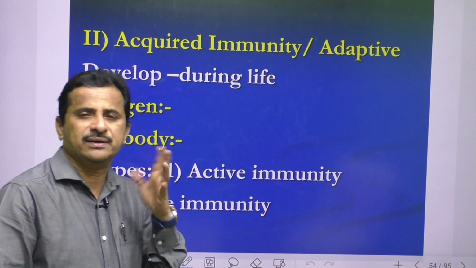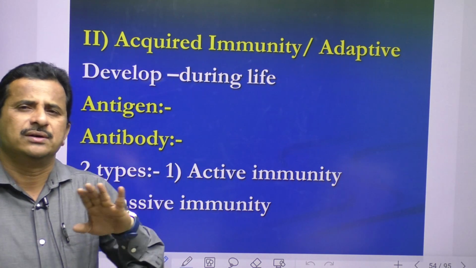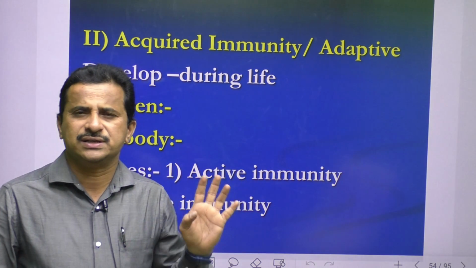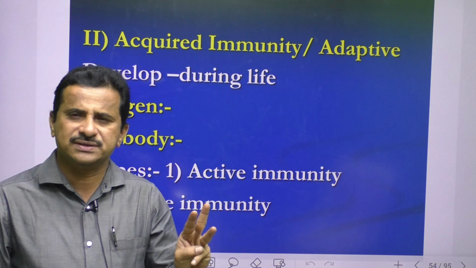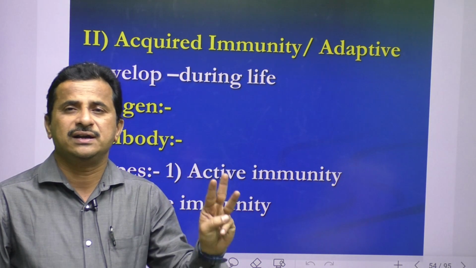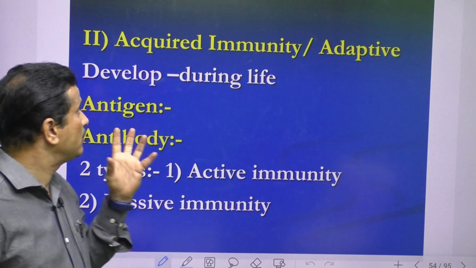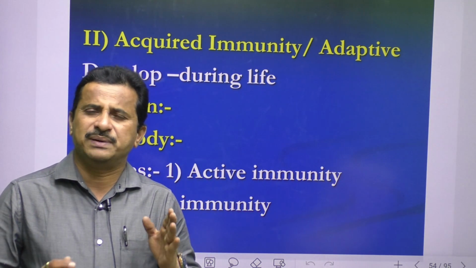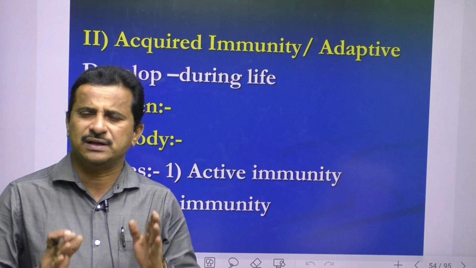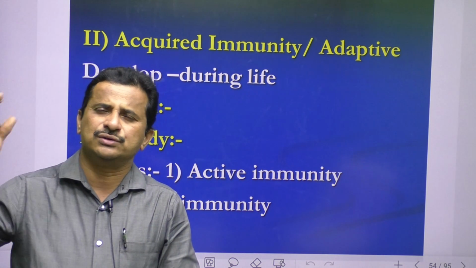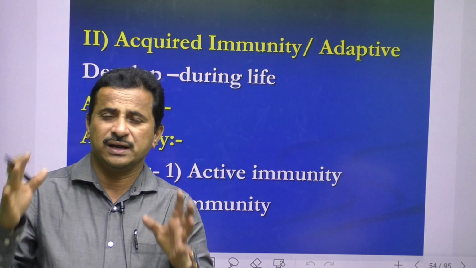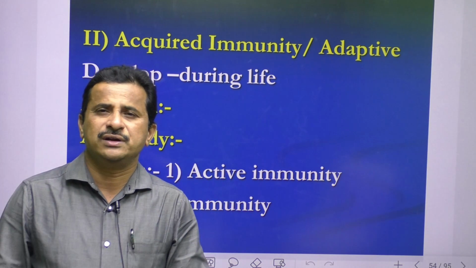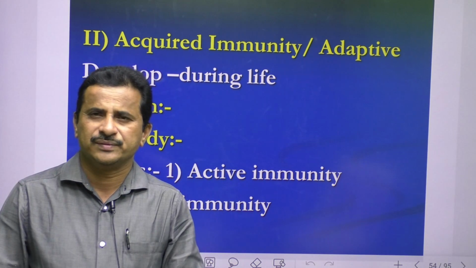Acquired immunity. Up to here, innate immunity is completed: innate immunity types and factors affecting innate immunity. Next, acquired immunity or adaptive immunity. From birth onwards, up to our total lifetime, we are getting some immunity, we are acquiring immunity.